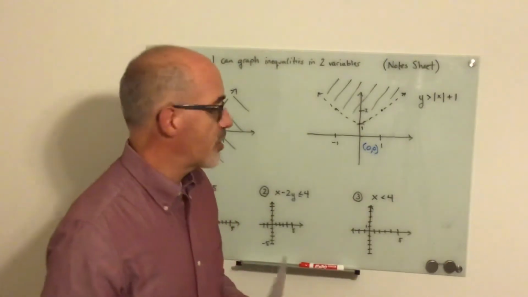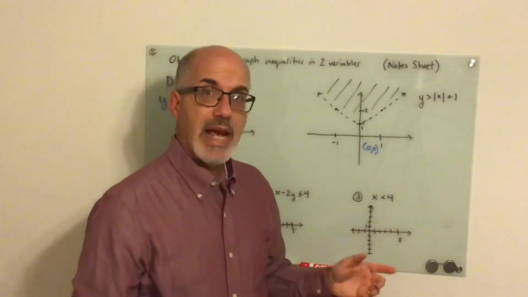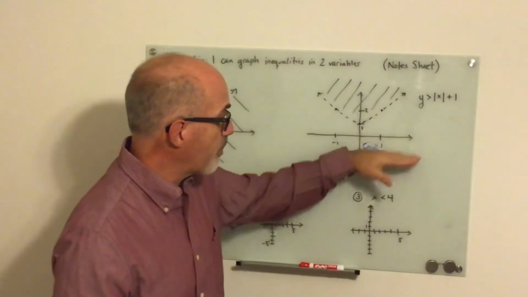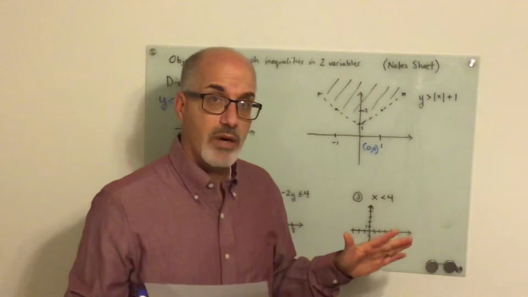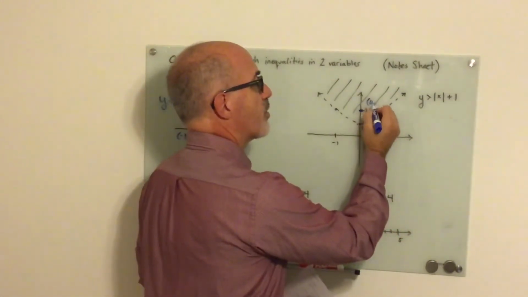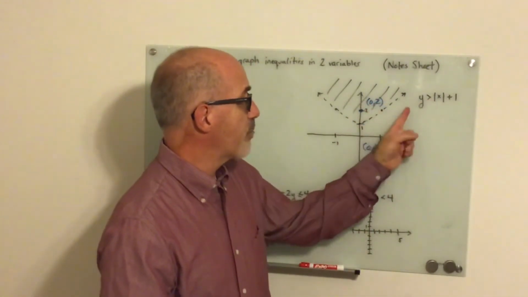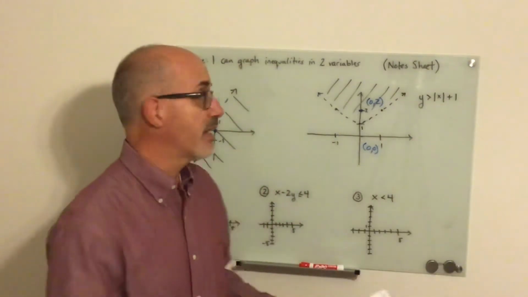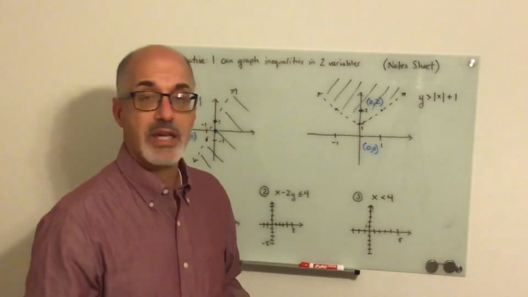If we test points, for instance the point 0, 0, the origin is a great one to use. Is 0 greater than 0 plus 1? And the answer is no. So it doesn't make it a true statement. If you pick any point in this region down below the graph, it doesn't work. But if you pick a point up here, like the point 0, 2, if you put in 0 for x and 2 for y, is 2 greater than 0 plus 1? That is a true statement.